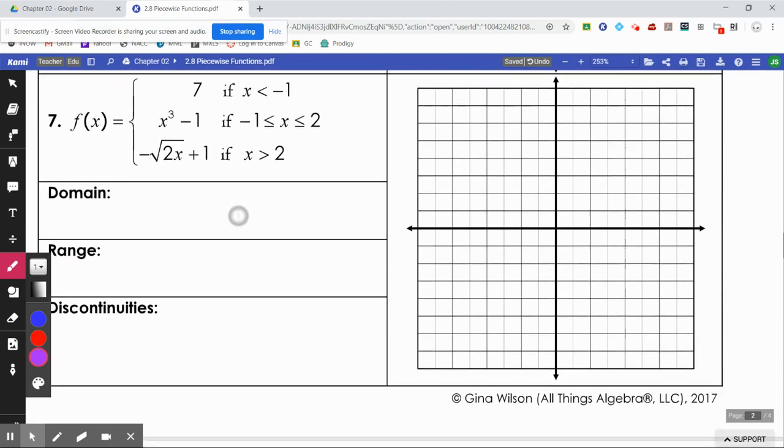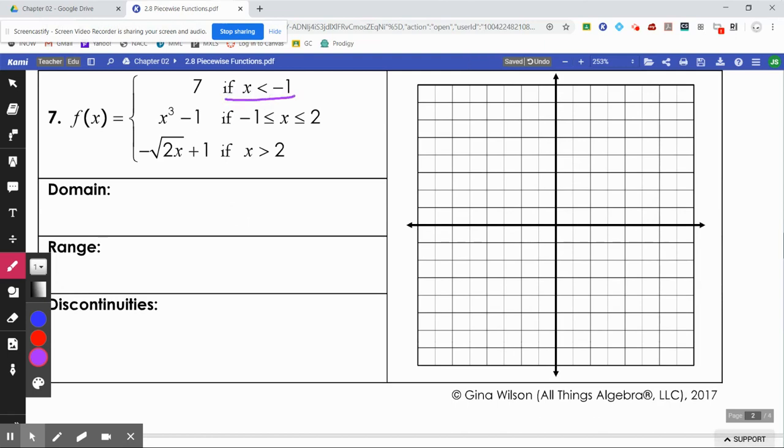Number 7, my intervals, my breaks are at -1 and 2. I'm going to graph the first part of my graph everywhere to the left of -1. I'm not going to include -1, so therefore, it's going to be an open circle. And anytime you graph y equals 7, that's a simple horizontal line. So 1, 2, 3, 4, 5, 6, 7, open circle. We're graphing everything to the left of that as a horizontal line. So there's the first part of my graph.